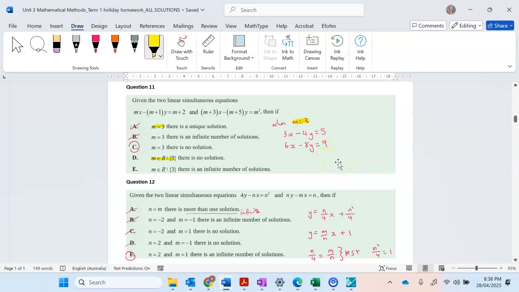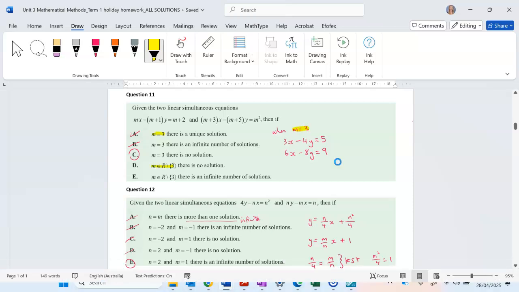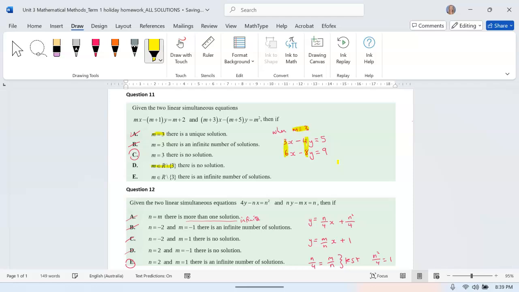Now, because we've got the two equations, we don't need to rearrange them in the form y equals mx plus c, because I can see that the coefficients are clearly in the same ratios. 3 over 6 is the same as negative 4 over negative 8, which gives you a half. That means the two lines are going to have the same gradient. That's what testing the ratio of the coefficients does. So they're either going to be parallel lines or they're going to be the same line.